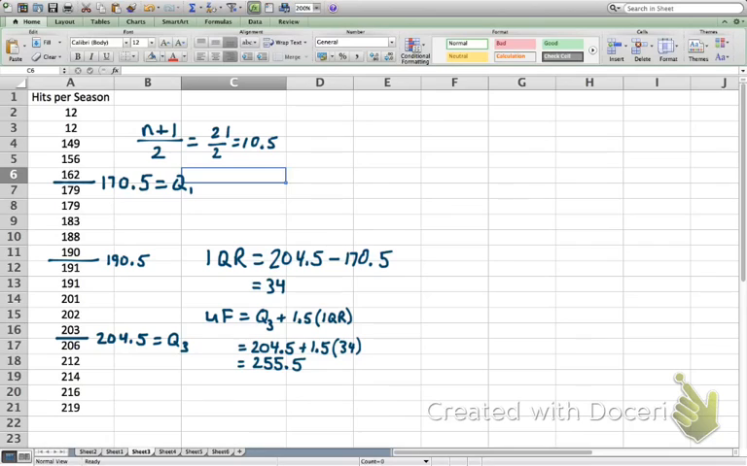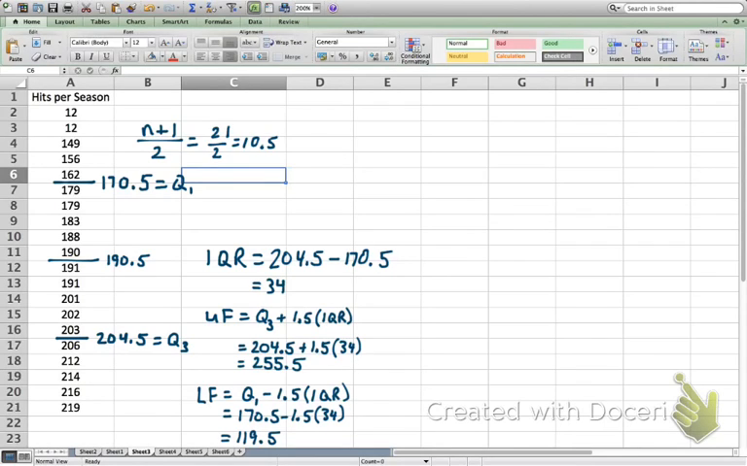Let's calculate the lower fence. Same process, but this time we're going to take Q1 minus 1.5 times the IQR. Q1 is 170.5 minus 1.5 times 34. So here we go, 170.5 minus 1.5 times 34. So the lower fence is 119.5. Well, let's take a look at our data set.